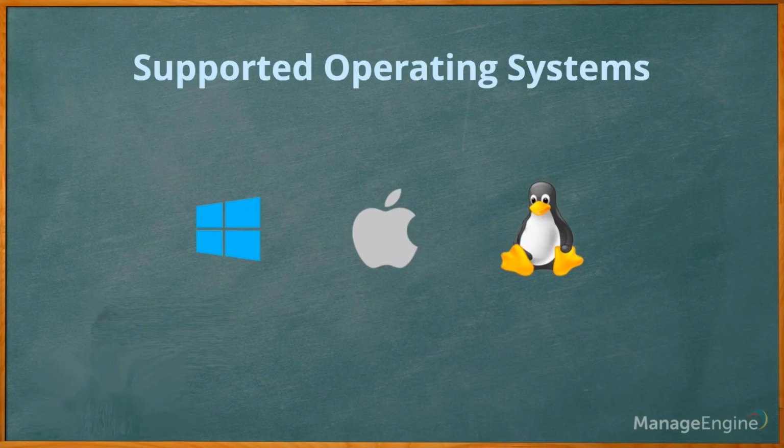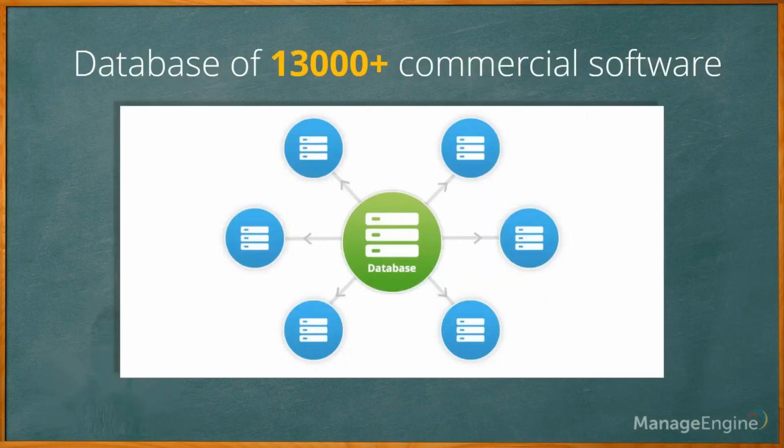Okay, supported operating systems. Desktop Central Asset Management supports all 3 major operating systems, which are Windows, Macintosh, and Linux. And we also have a large customer base who contribute to our community. With their help, we are categorizing the applications as commercial automatically. So right now, we have 13,000 and growing applications supported in Desktop Central, which are automatically marked as commercial.